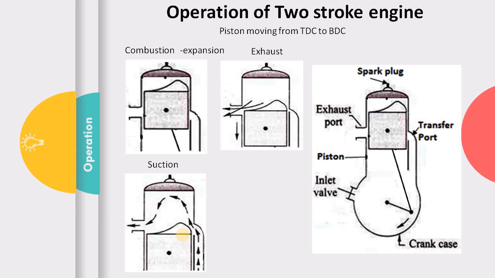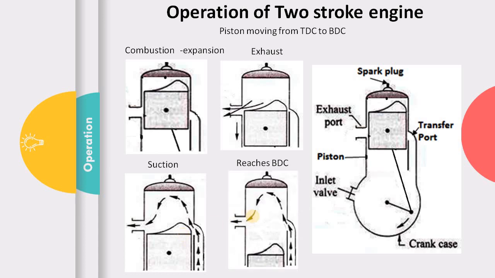So further the piston moves down, and you can see over here the piston has reached bottom dead center, and when the piston has reached the bottom dead center, we can clearly see that suction is still happening and exhaust is also happening.